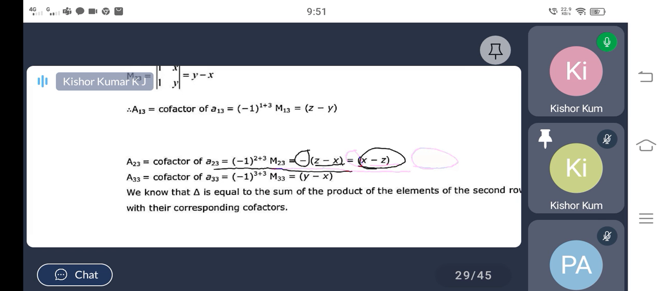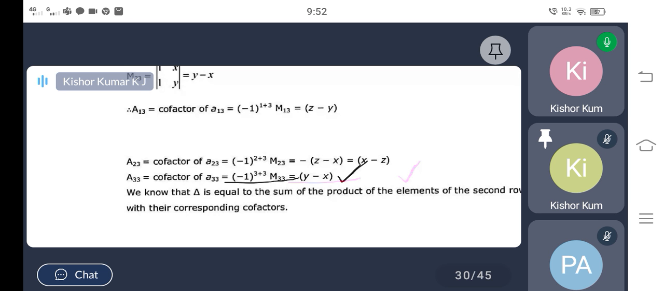And the last element is A33, the cofactor of the element present in the third row, third column. It will be given in the form of (-1) to the power 3 plus 3 into M33. Now (-1) to the power 6 into M33, whose value is y minus x. And (-1) to the power of 6 will give us plus 1. 1 into y minus x will be y minus x.